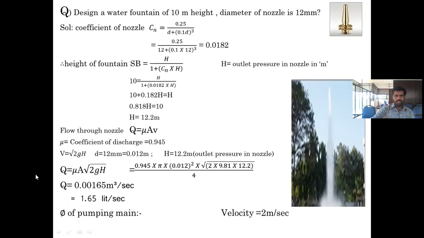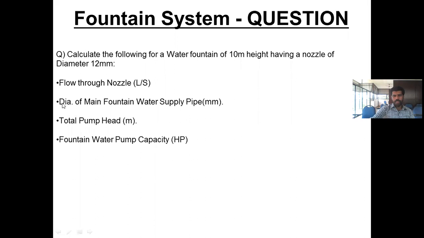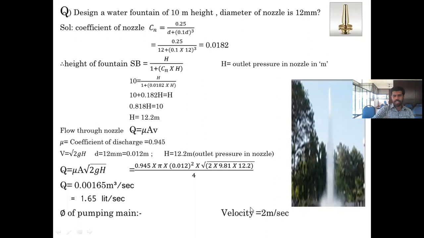You got the first one. Now we have to find out the diameter of the pumping main, the main fountain water supply pipe. So how to find it? We can take the velocity as 2 meter per second. It's a range only. We can take 1.8 or 2 meter per second. We can assume velocity as 2 meter per second.